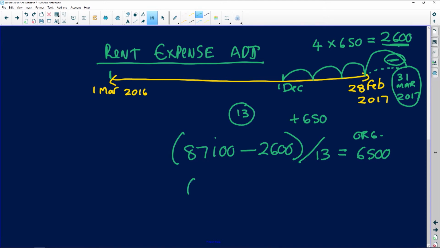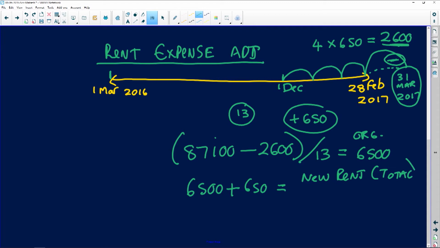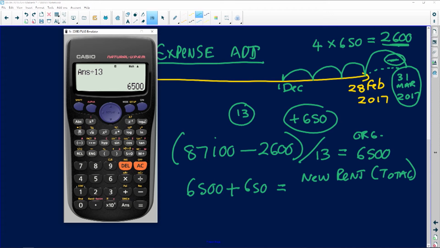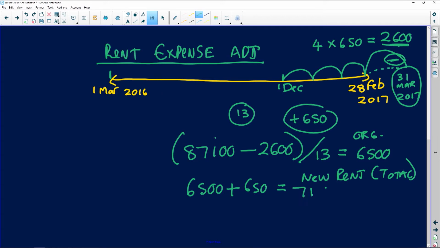Okay, right, so now that I've got the original rent before the increase, 6,500, plus the monthly increase amount of 650, that is now going to give me my new rent, and in brackets, the total new rent that I'm paying per month. Okay, so 6,500, the old rent, plus the increase, 650, and that gives me an amount of 7,150. So immediately, guys, here's my adjustment amount.